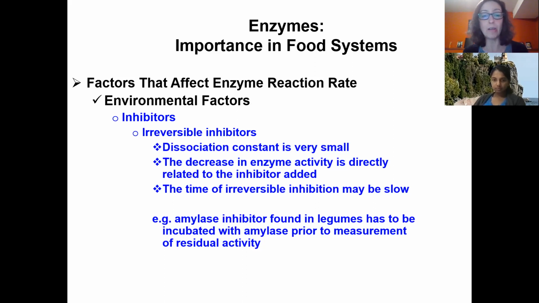For example, alpha amylase inhibitor, which is present in some beans and seeds, is an irreversible inhibitor. So when we want to determine residual activity of amylase, let's say in the presence of an inhibitor, we want to make sure that we give them enough time to bind before we determine the residual activity of amylase. So you just have to incubate them for a longer time to get them to interact.